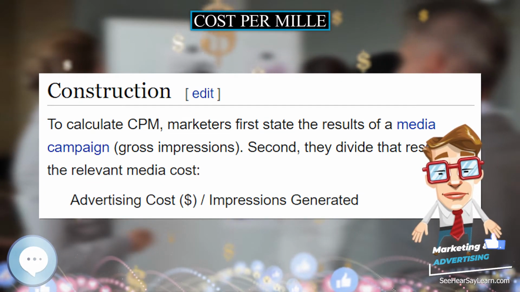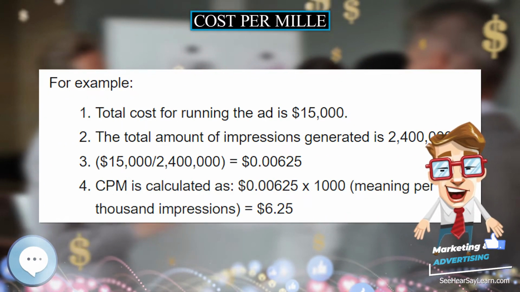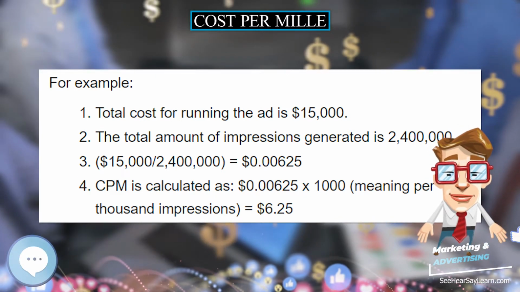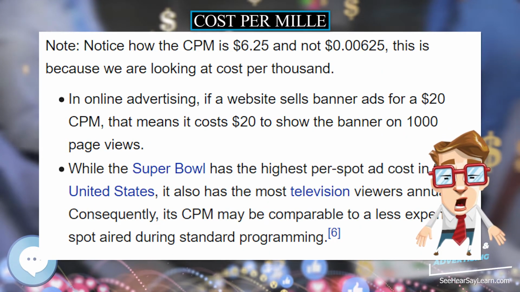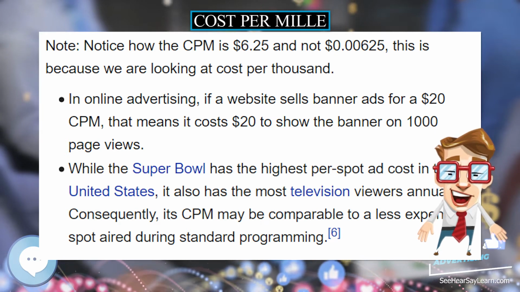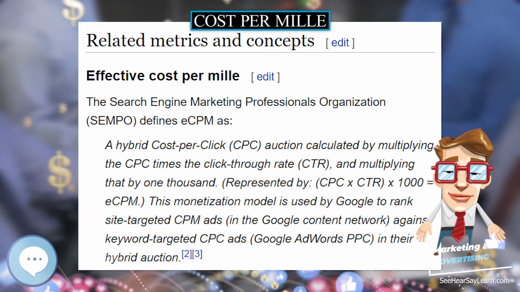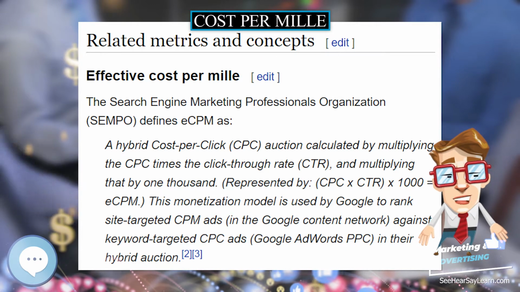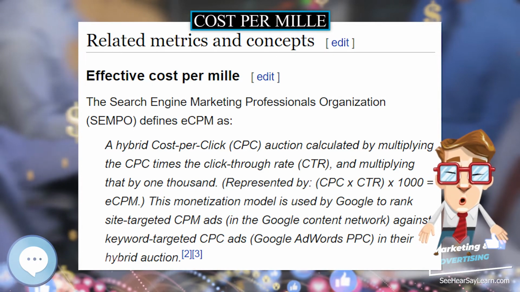Marketers calculate CPM by dividing advertising campaign costs by the number of impressions, or opportunities to see, that are delivered by each part of the campaign. Thus, CPM is the cost of a media campaign, relative to its success in generating impressions to see.